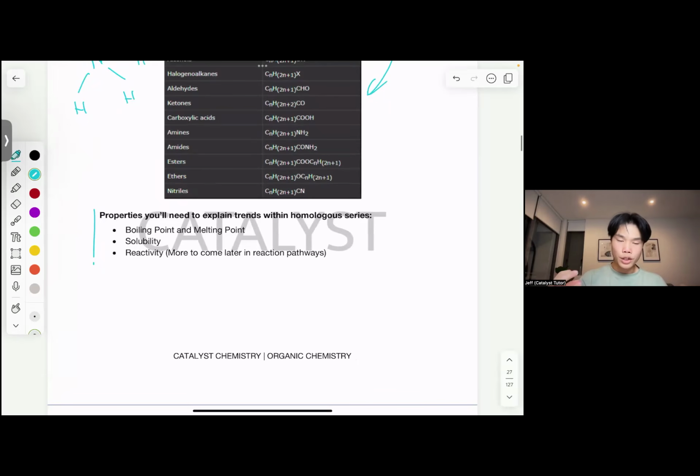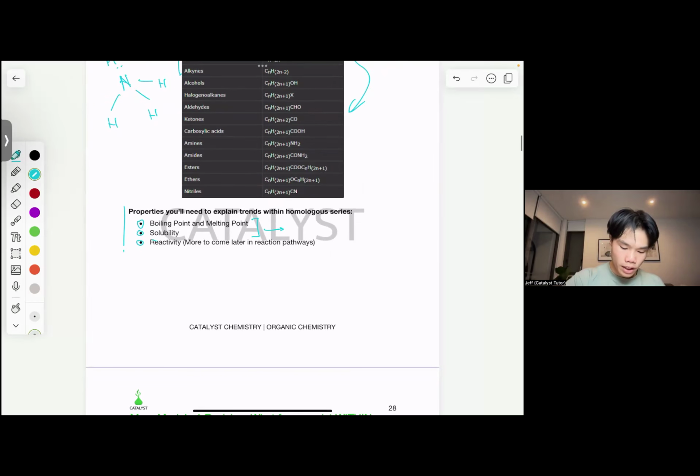So for trends within a homologous series, you're expected to be able to explain boiling point, melting point, solubility, and reactivity at the very minimum. And most exam questions will ask purely on these because it allows you to link together intermolecular force, your discussion of molecular geometry, ties all together. We'll talk about reactivity in a second.